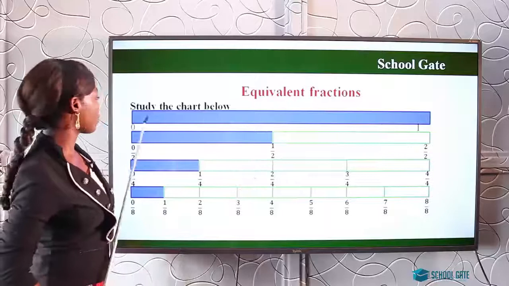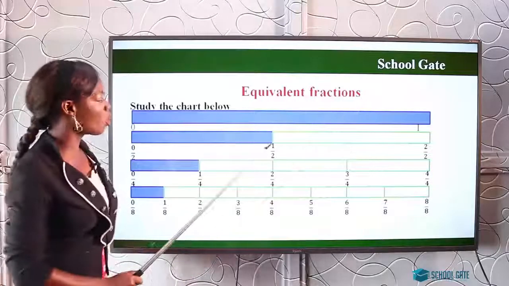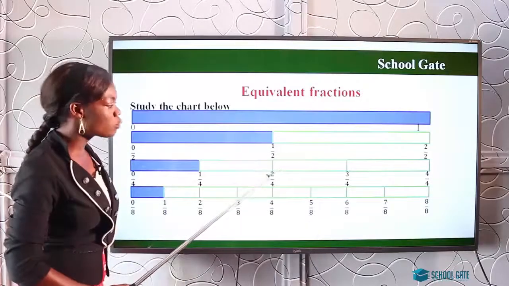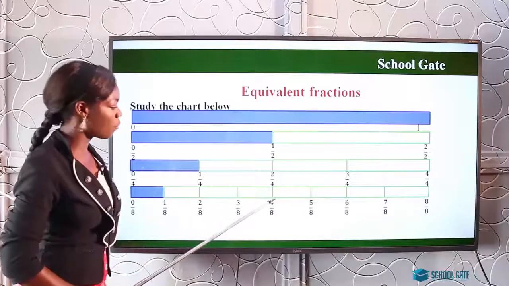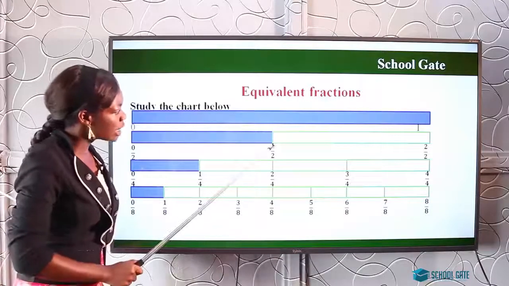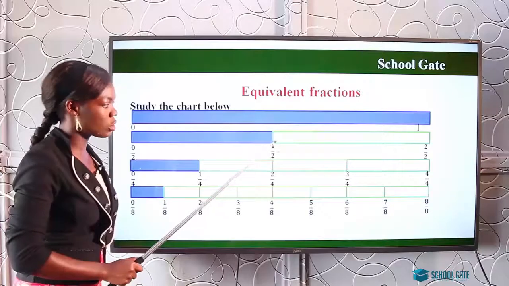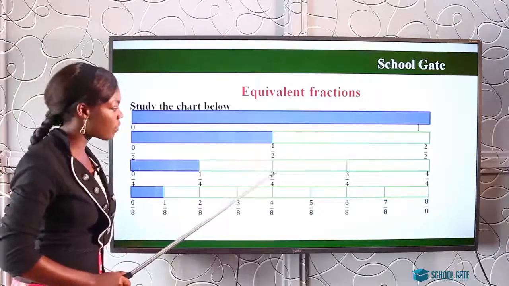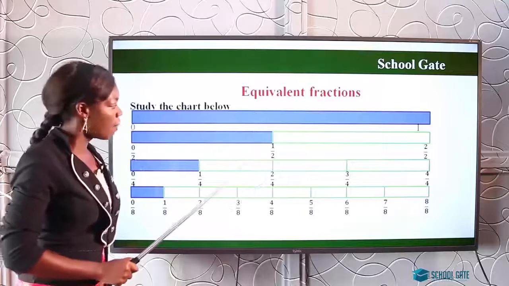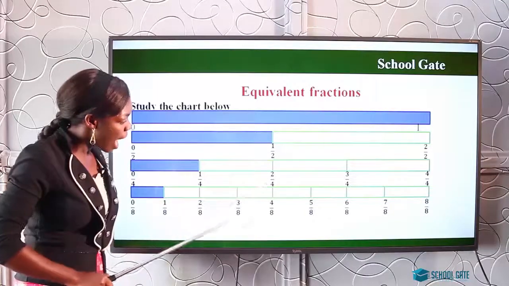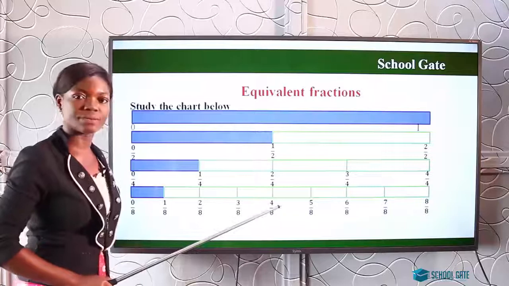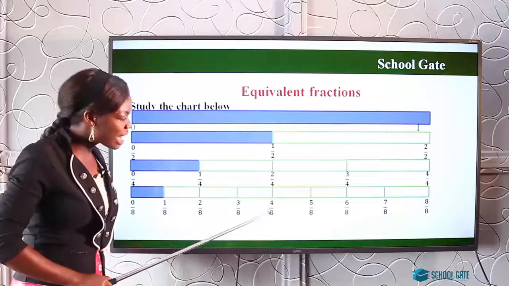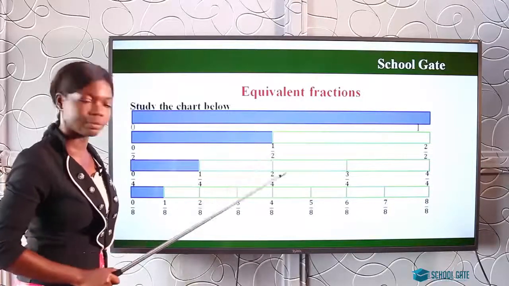Now we have 0 here, we have 1. We have 1 over 2 here. And we have 2 over 4 here. We have 4 over 8. Now, these two are of different numerators and denominators. This one too, different numerators and denominators. But fractions here are equivalent fractions. They represent this whole here.